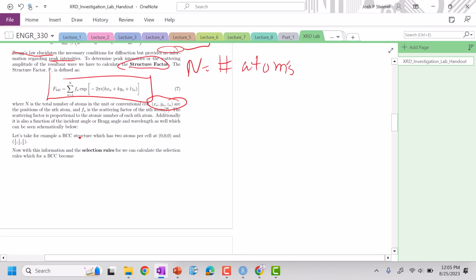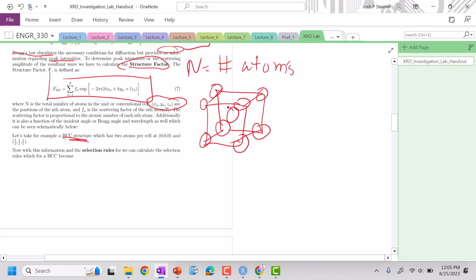So that's a lot of words. Let's actually do an example. If we have a BCC structure, we've talked about that in class. So this is BCC.